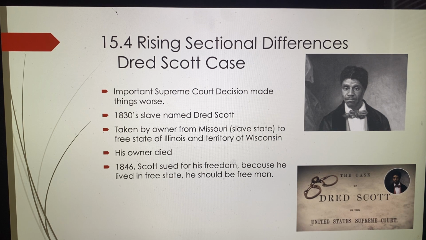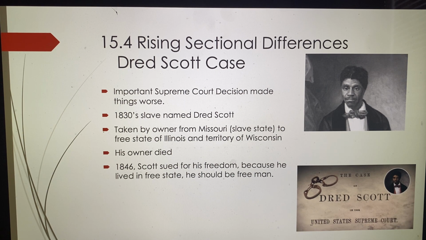In 1830, there was a slave named Dred Scott, and he was taken from Missouri, a slave state, to the free state of Illinois. His owner had taken him to Illinois and then on to the free state of Wisconsin. But what happened when they were in the north? His owner died. And so in 1846, Dred Scott sued for his freedom because now he lived in a free state and he felt that he should be a free man, right? His owner had died. So this would go to the Supreme Court.